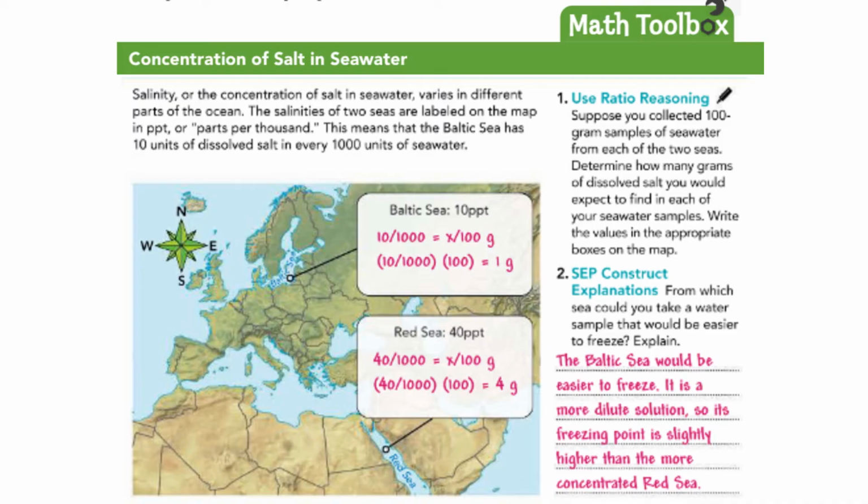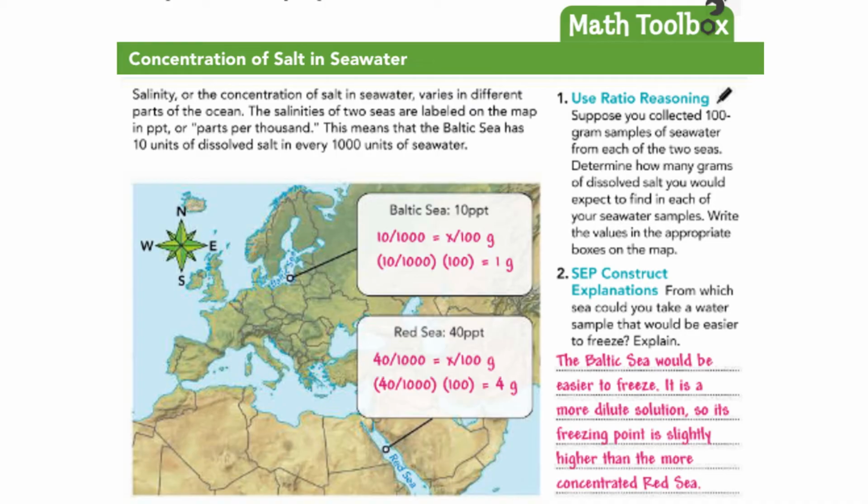So question 1: suppose you collected 100-gram samples of seawater from each of the 2 seas. Determine how many grams of dissolved salt you would expect to find in each of your seawater samples. Write the values in the appropriate boxes on the map. For the Baltic Sea, it's 10 ppt, so that's 10 over 1,000. You're going to make that equal to x over 100, because we have 100 grams of water but we don't know how much salt is in that, and that's what we're looking for.